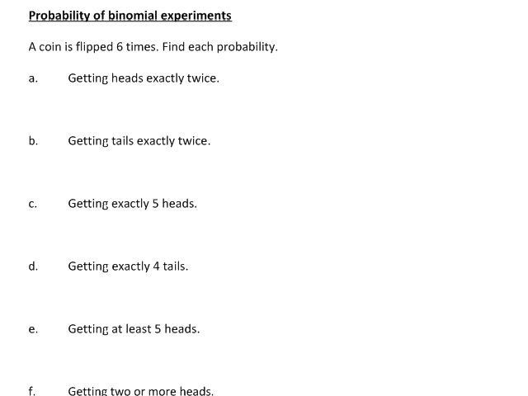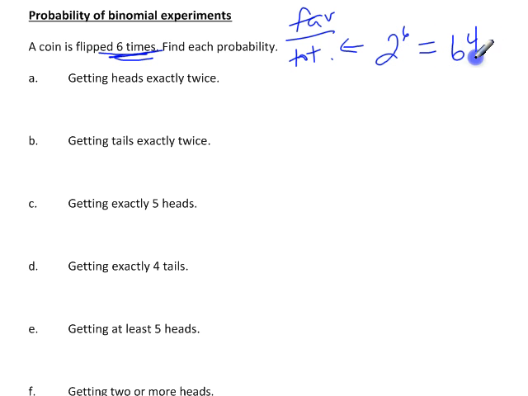So now we've looked at how many ways something can happen total, and we've looked at how many ways we can get what we're looking for. So now we're going to put those together for probability. We want the favorable outcomes over the total number of outcomes. For this example, a coin is flipped 6 times. To find the total number of outcomes for 6 flips, we know that there's 2 outcomes possible each time, so 2 to the 6th is 64. So there's 64 total possible outcomes.